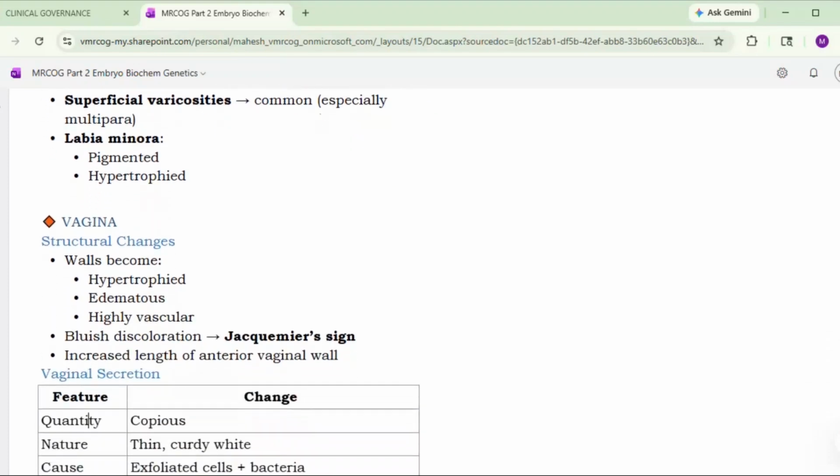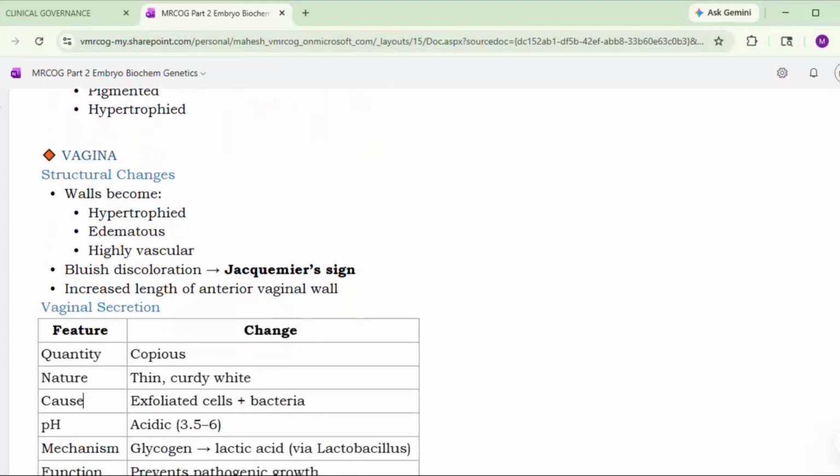There are changes which are happening in the vagina also. The structural changes: the wall of the vagina will become hypertrophied, edematous, and highly vascular. It will look bluish in color. That is the Jacquemier sign. You should remember this sign. The Jacquemier sign is the bluish discoloration of the vagina. There is increased length of the anterior vaginal wall.